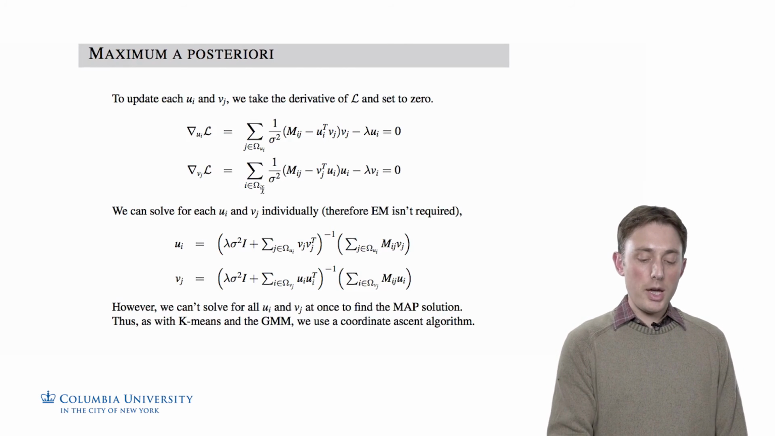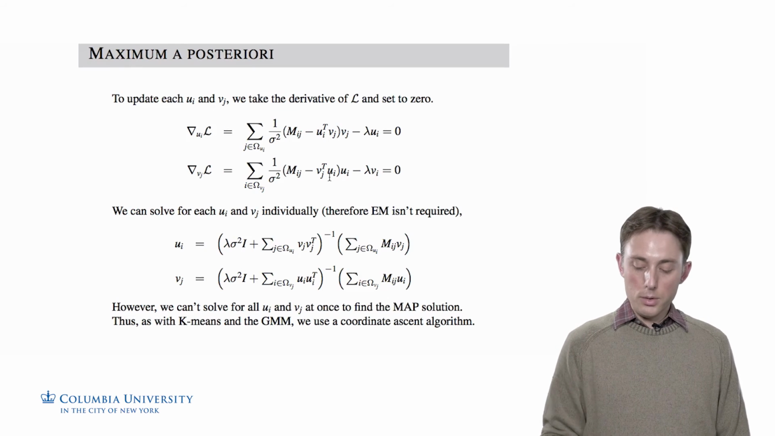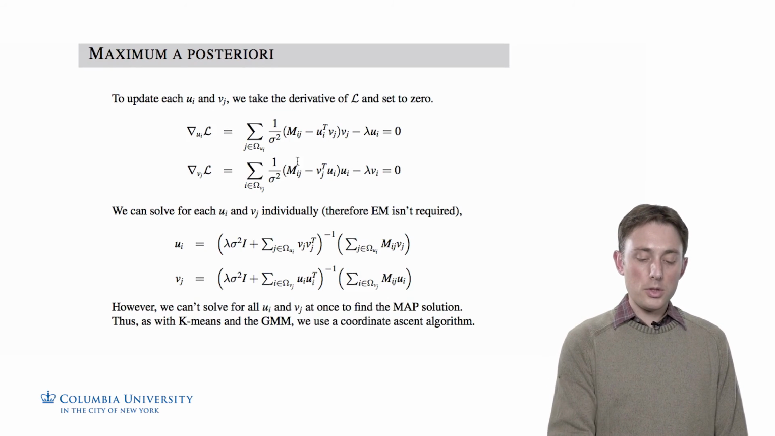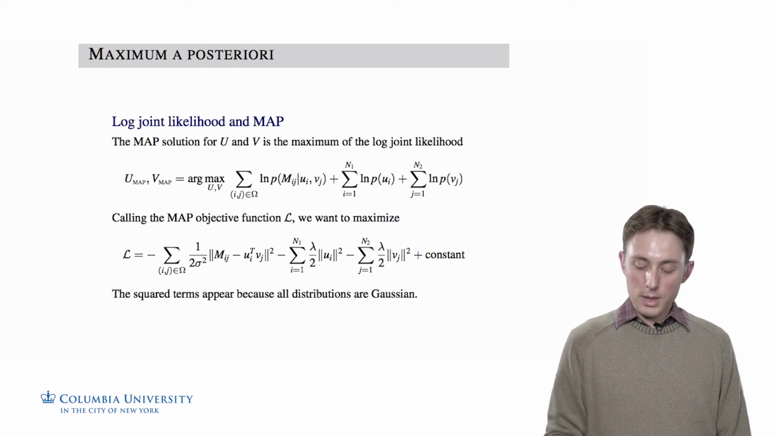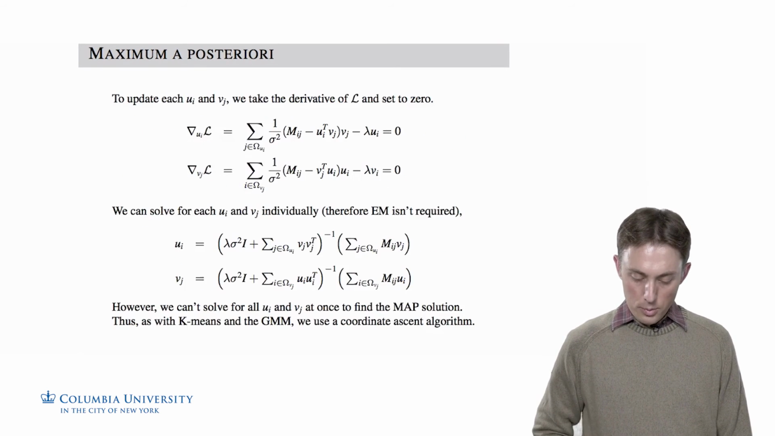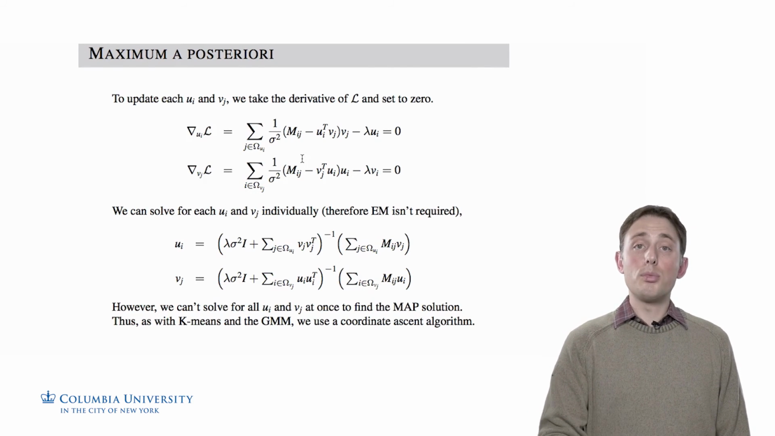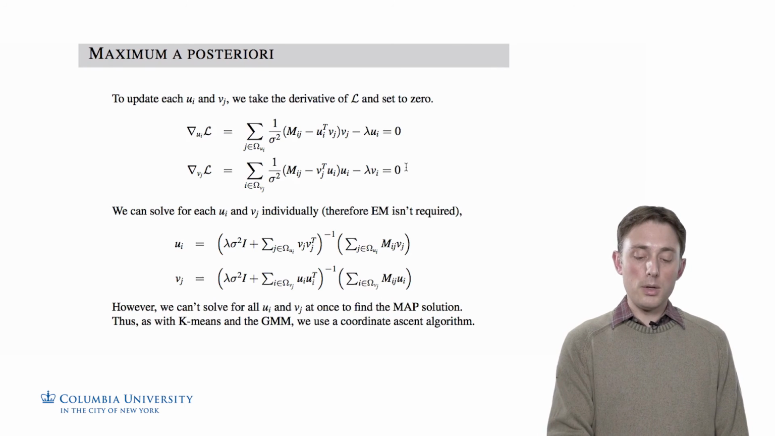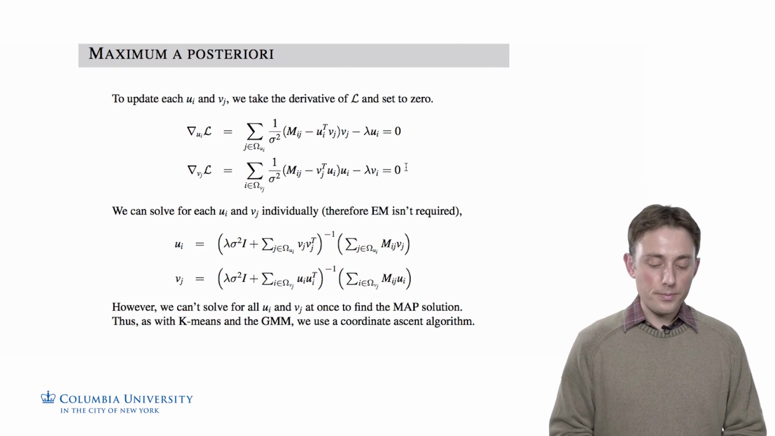Similarly, for object j, we sum over all of the users who have rated that object of the derivative of the first term with respect to v_j. So we take the derivative of this term with respect to v_j. We end up with this term. We take the derivative with respect to the prior. We end up with this term, and we set them all to 0. And we see whether we can solve.